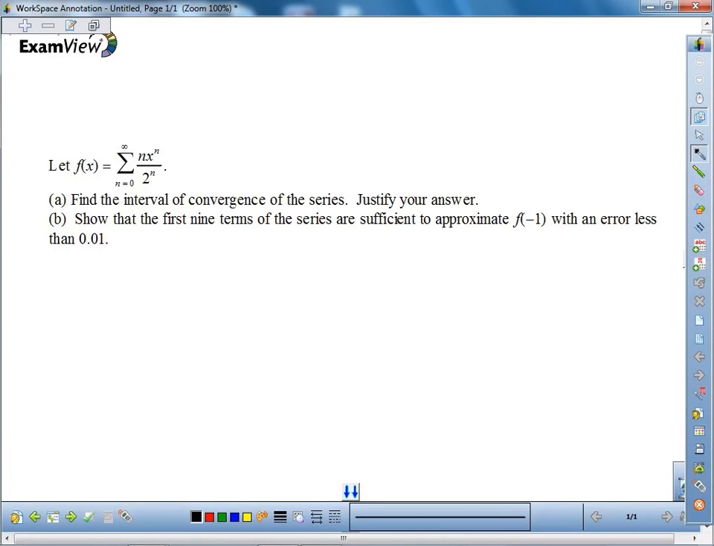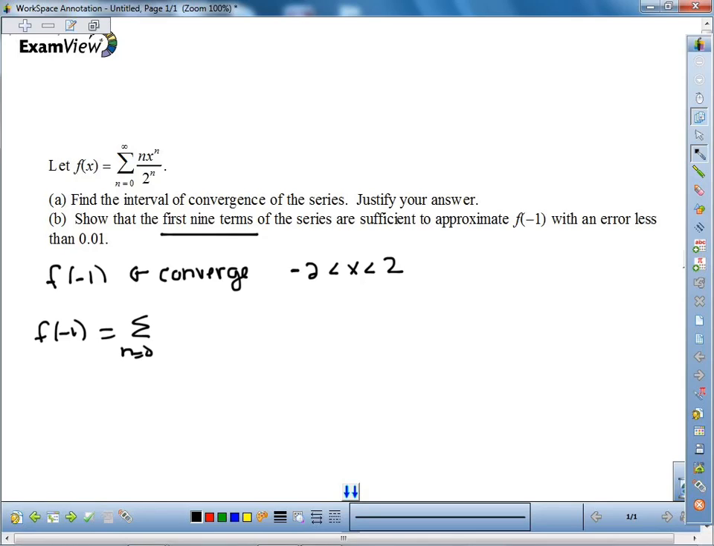For part B, we need to show that the first 9 terms of the series are sufficient to approximate f of negative 1. Notice that it's going to converge at negative 1 because my interval of convergence was between negative 2 and 2. So I know that I'm going to converge. I'm going to substitute into my series, wherever I see an x, negative 1.